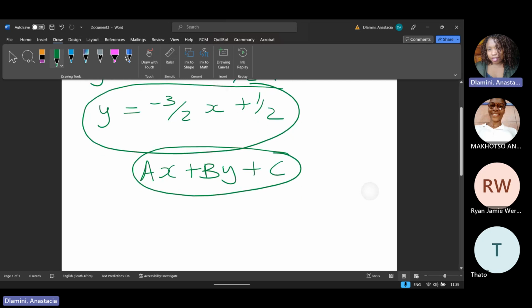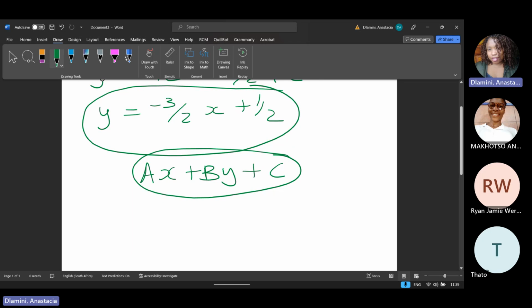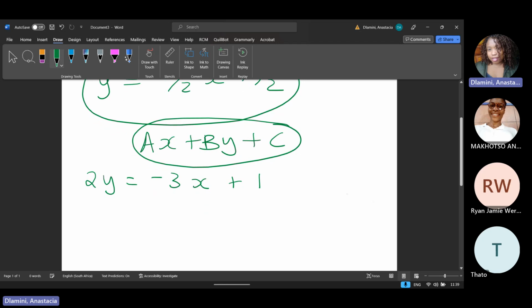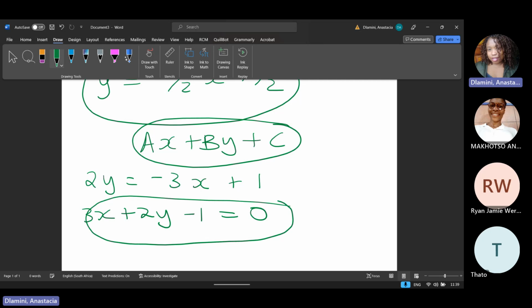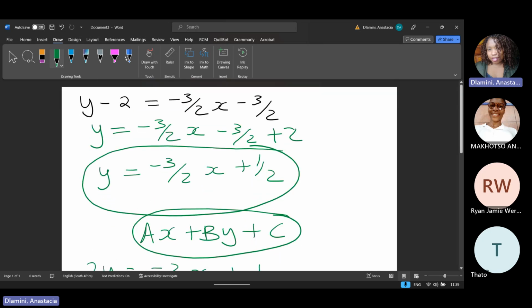So for us to represent it in that manner, it means that here we'll multiply by 2 both sides. So if you multiply by 2 both sides, we have 2y equals minus 3x plus 1. So we take everything to the other side. We then have 3x plus 2y minus 1 equals 0. So this is the general equation of a line that passes through the points -1, 2 and the point 3, -4.